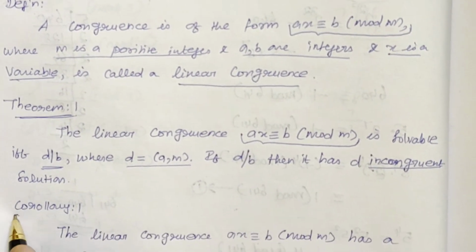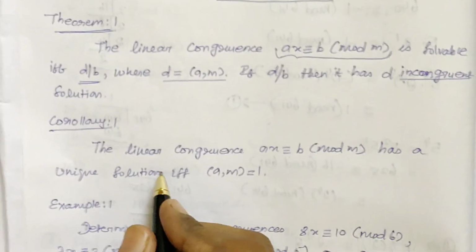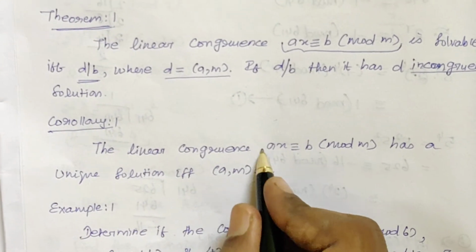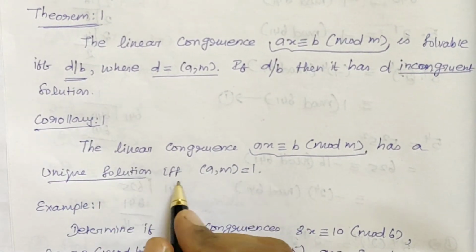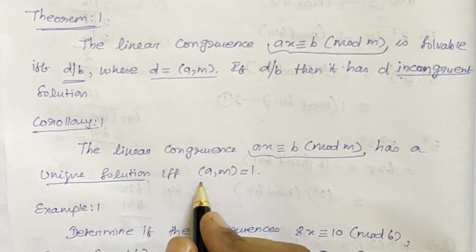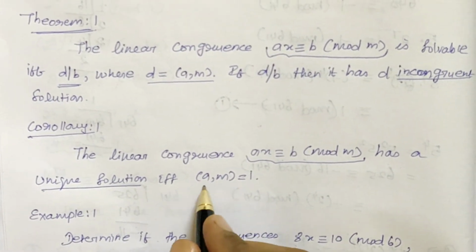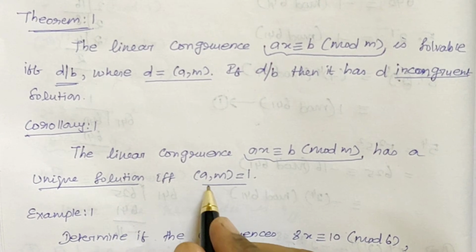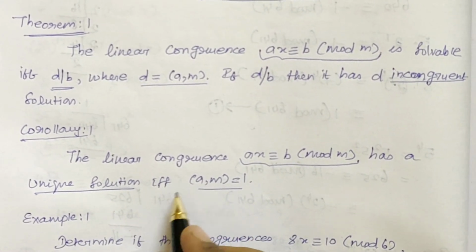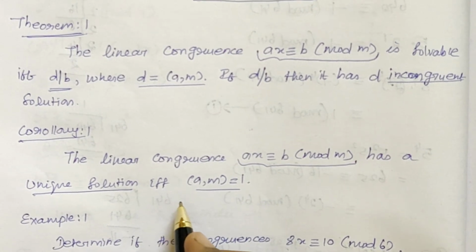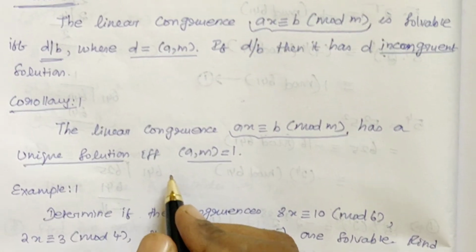Next we move on to the corollary statement. The linear congruence ax ≡ b mod m has a unique solution if and only if the gcd of a comma m is equal to 1. In case the gcd value of a comma m is equal to 1, then the linear congruence has a unique solution. Next we move on to the example.